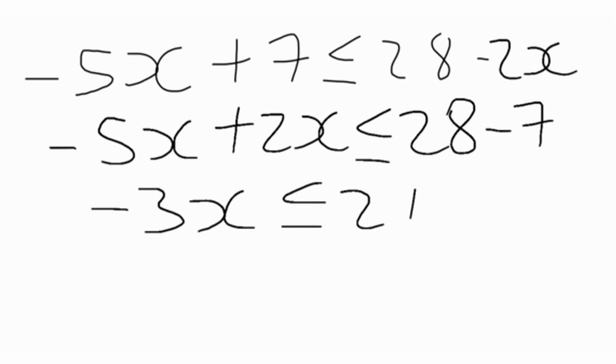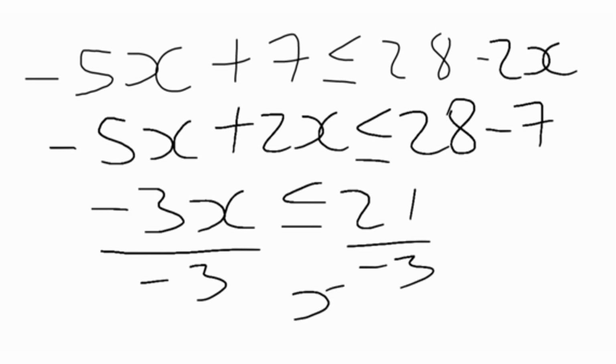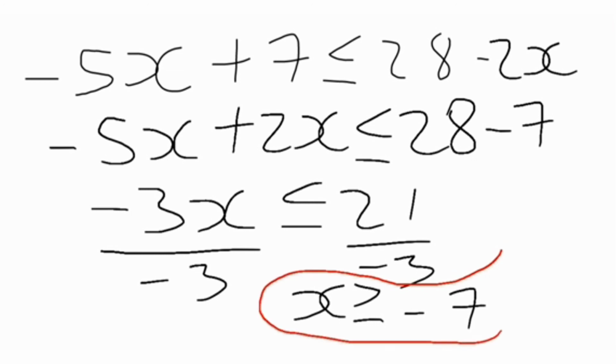For you to remove negative 3 from this side, look at the sign between negative 3 and x. The sign between negative 3 and x is multiplication sign. So we have to divide both sides by negative 3. But be careful, the inequality sign has to change the direction. Divided by negative 3, divided by negative 3. So x is greater than or equal to negative 7.